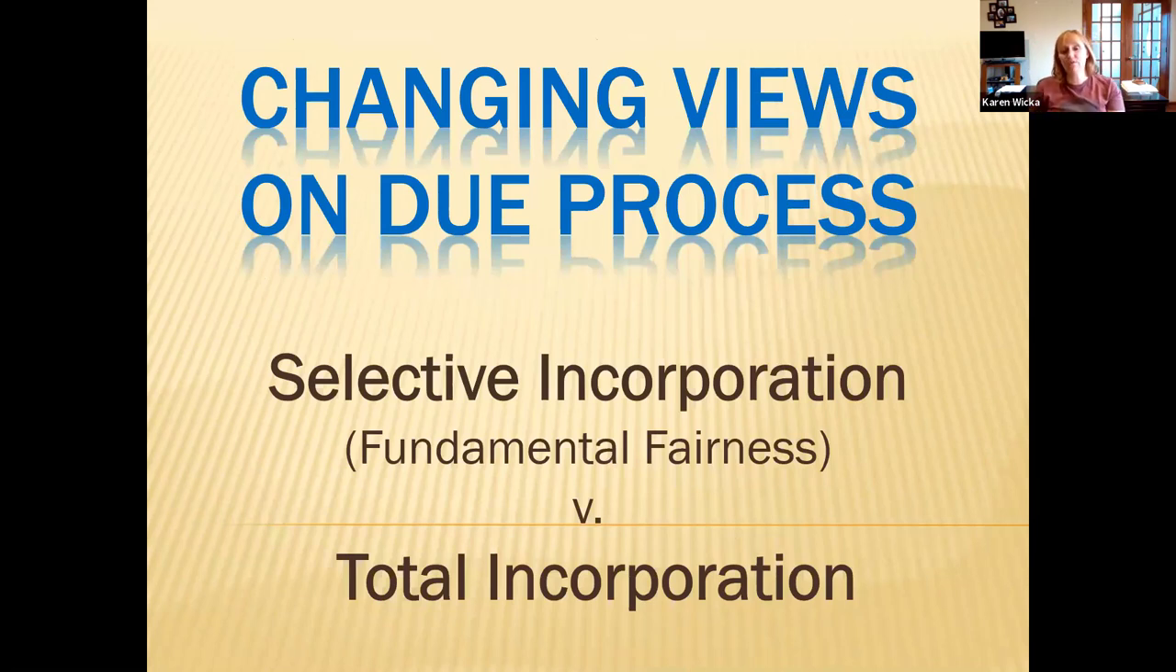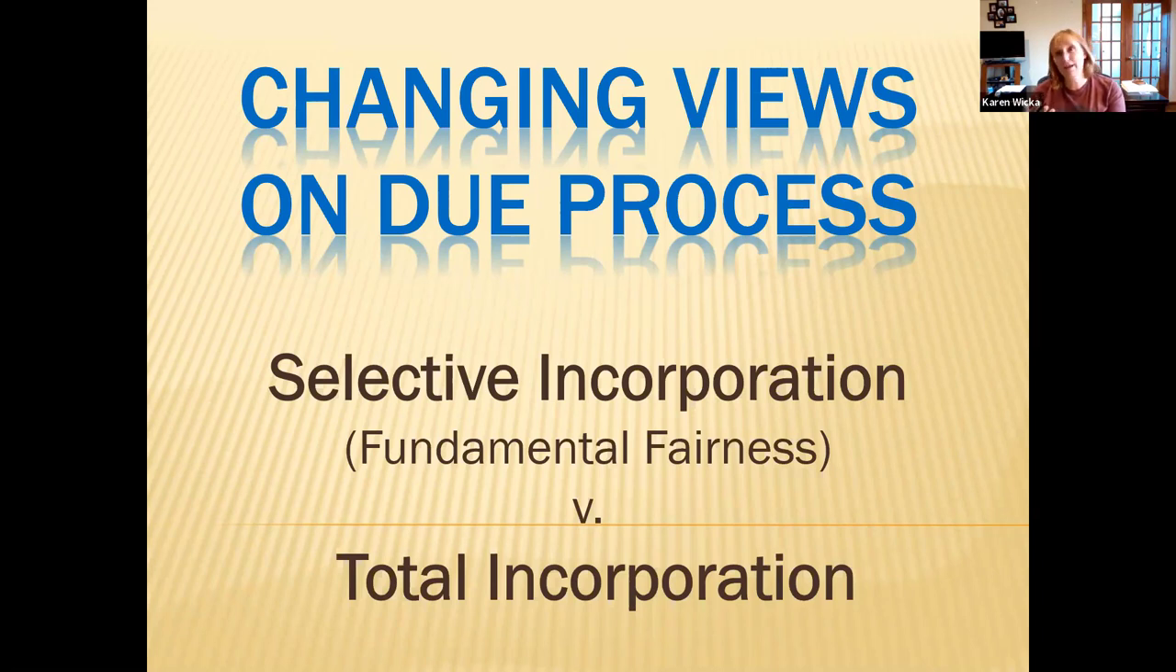Now, this has changed over the history of time. Originally, we thought the states had all the power to determine what was fair process. So we know there's notice, we know there's a hearing, but what that included was left up to the states, okay? So the federal government said that the federal constitution provided these things, but states could pick and choose which ones they wanted to apply in their states. That's what we call selective incorporation. Not all of the Bill of Rights applied to the states. We only applied the Bill of Rights that we think deal with fundamental fairness to the states.